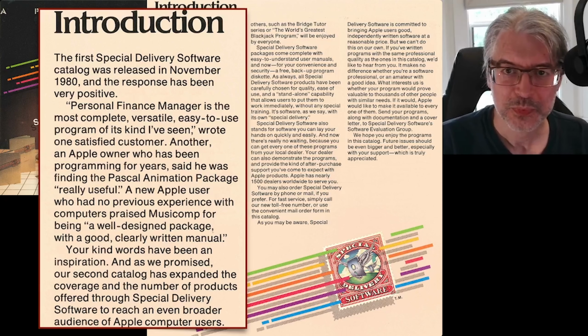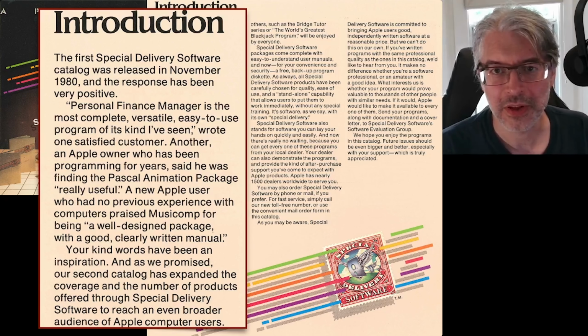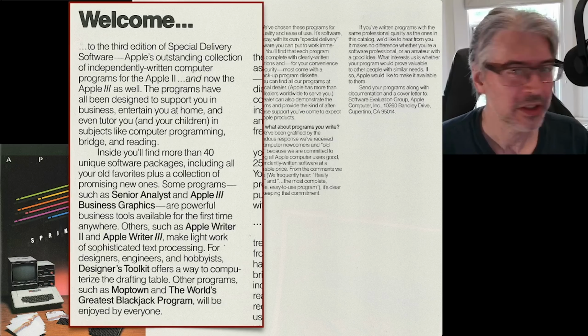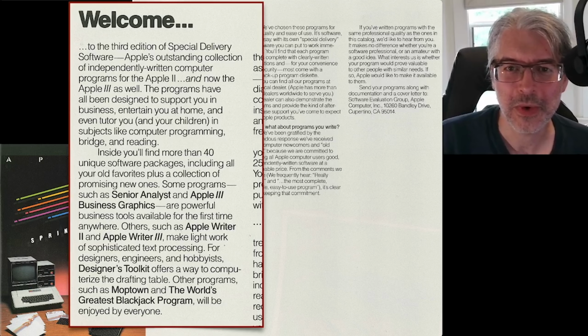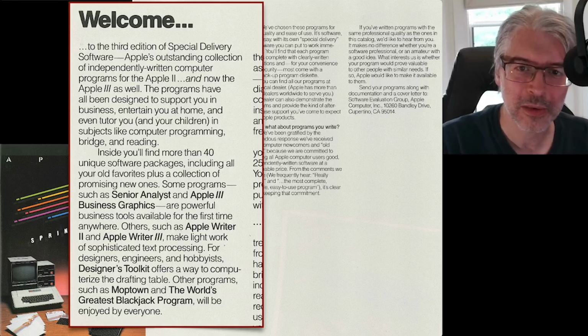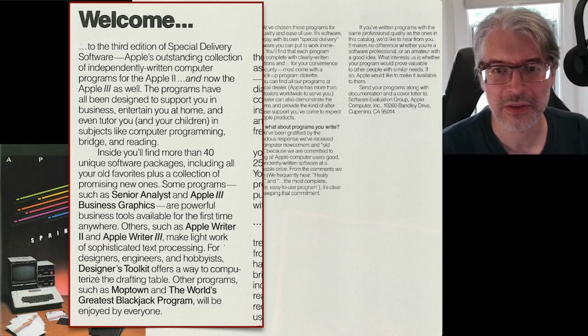And then here's the introduction to the third one, which continues to say, here's the third edition, an outstanding collection of independently written computer programs for the Apple II and now the Apple III. So the Apple III has now joined the pack.